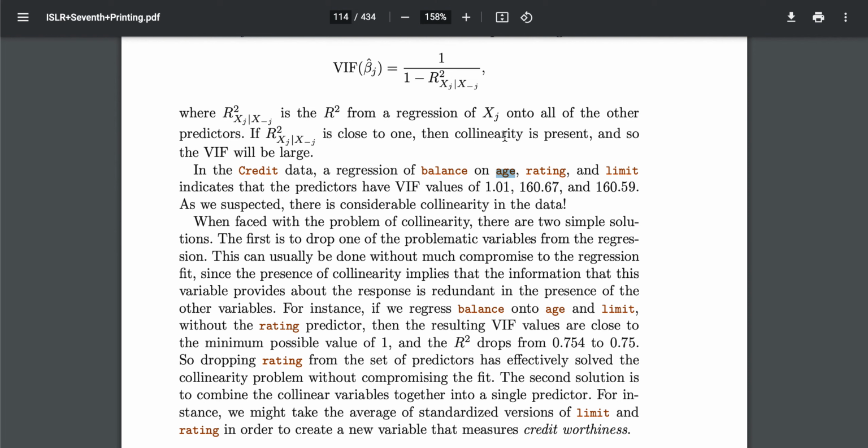So next week we will go over all these. We will go over leverage, we'll go over outliers, and we will go over the variance inflation factor using a real data R example.